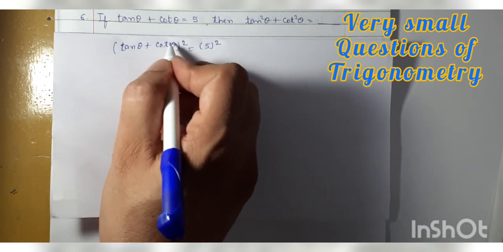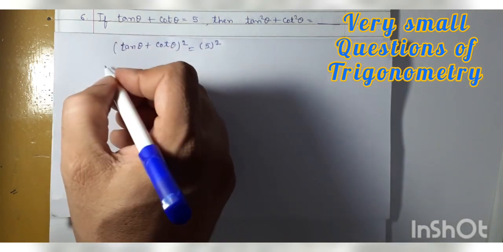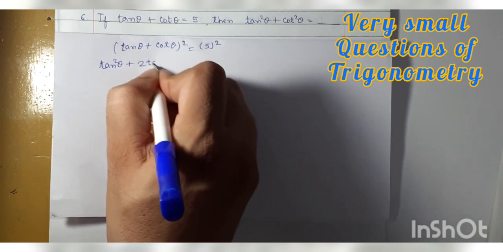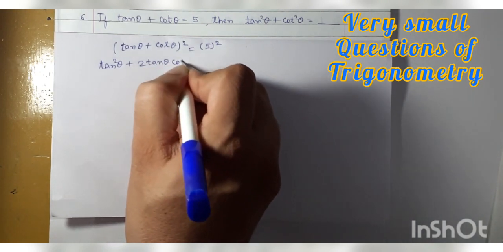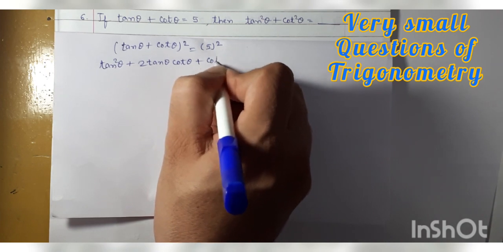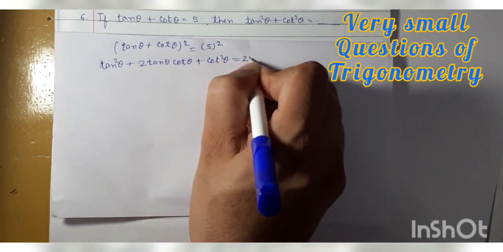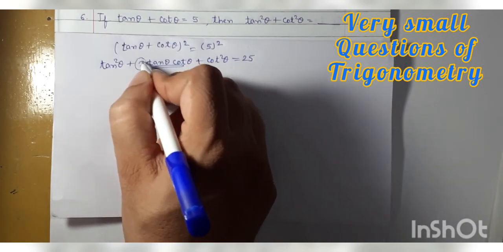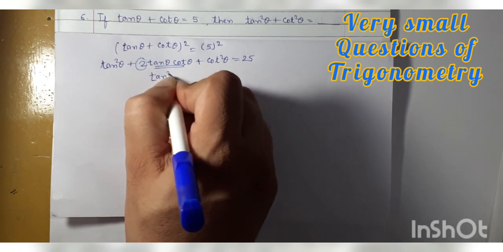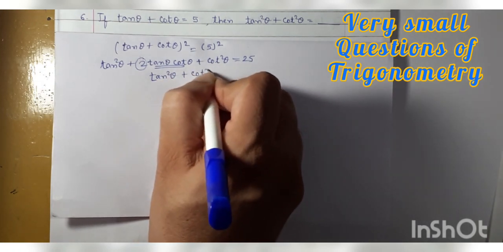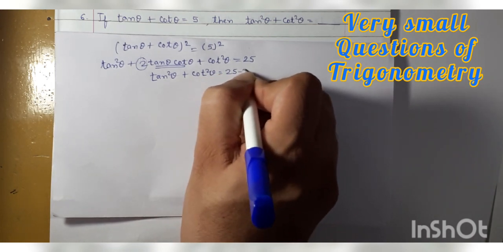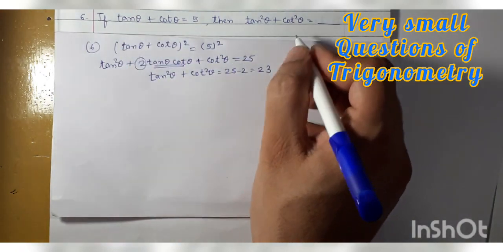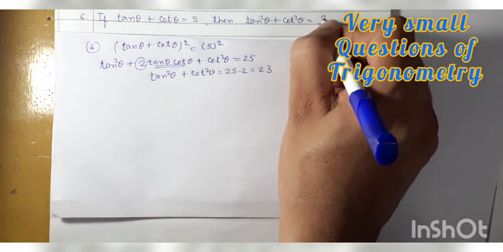This is just like a plus b whole square, no? What is a plus b whole square? A square plus 2ab plus b square. This is your 25. Tan theta into cot theta is what? 1. And sending the 2 to that side, tan square theta plus cot square theta is 25 minus 2, it is your 23. This is your sixth question. The answer of tan square theta plus cot square theta is 23.